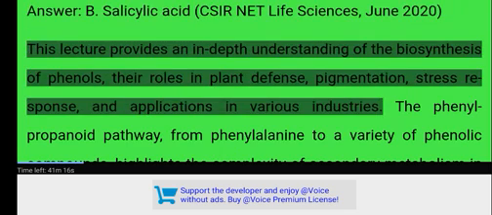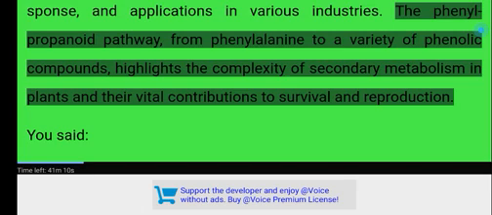This lecture provides an in-depth understanding of the biosynthesis of phenols, their roles in plant defense, pigmentation, stress response, and applications in various industries. The phenylpropanoid pathway, from phenylalanine to a variety of phenolic compounds, highlights the complexity of secondary metabolism in plants and their vital contributions to survival and reproduction.